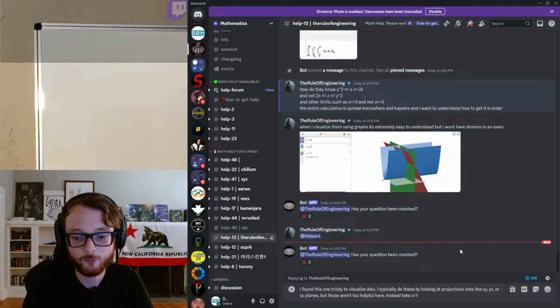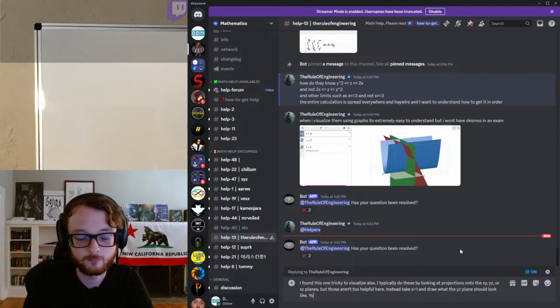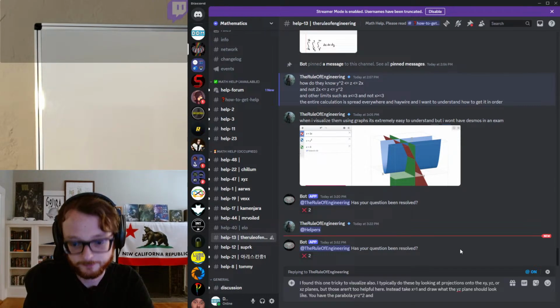Instead, take x equals 1 and draw what the YZ plane should look like. You have the parabola y equals z squared, and a line z equals 2, because z equals 2x.